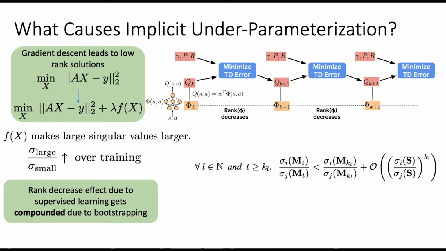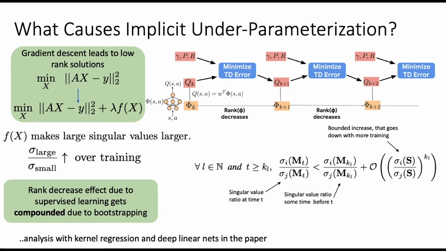We have many more theoretical results in the paper, but I'll only discuss one of these results very briefly for this talk. So these results show that the ratio of singular values, where sigma i is a smaller singular value than sigma j, generally decreases over time, in that sigma i by sigma j at time t is smaller than sigma i by sigma j at some time less than t, plus a very minimal bounded increase term that goes down to zero as more training is performed. We also have more theoretical results, especially when analyzing this phenomenon in the kernel regression regime as well as with deep linear networks in the paper that I'll encourage you to check out.